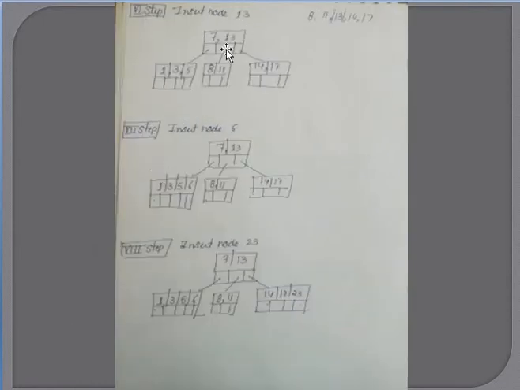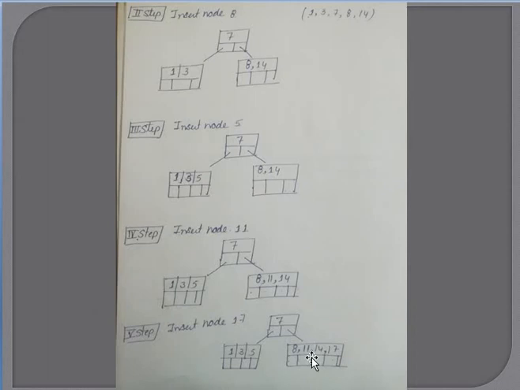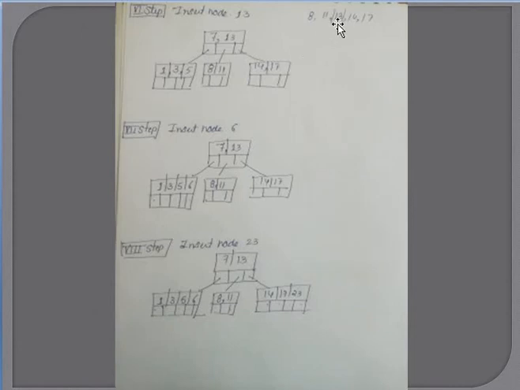Next we are inserting the element 13. If we see 8, 11, 14, 17, the 13 will come here first, here only. So here 8, 11, 13, 14, 17. It will split at 13. So this 13 key will come at the root node place. So here we have 3 child nodes.